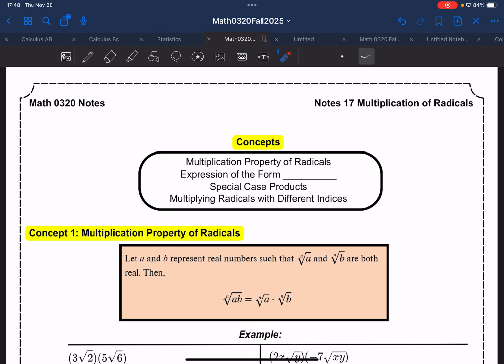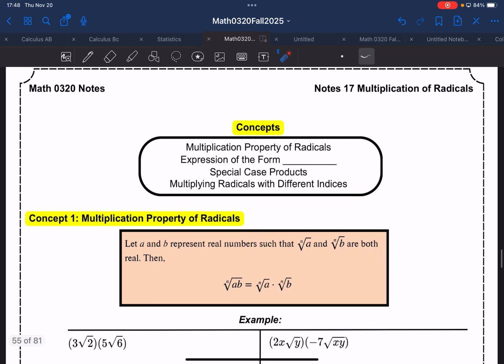So we'll notice for multiplication, we don't care if it's the same on the inside, okay? Because we're multiplying. So we're going to learn a different rule for multiplying radicals together. The first thing we're going to talk about is the multiplication property. Then we're going to talk about expressions of the form the nth root of AB. Some special cases, and then how to multiply if we have different indices.